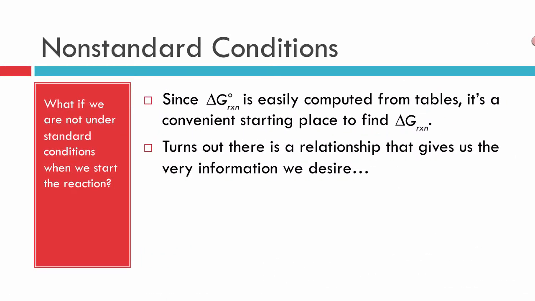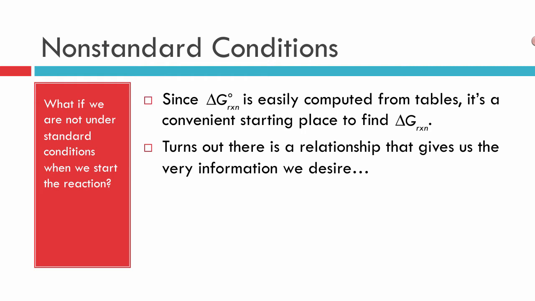All right. Well, what about non-standard conditions? What if we're not sitting there at 1 atmosphere and 1 molar for all these things? Well, since we can already compute the standard Gibbs free energy change for the reaction, wouldn't it be nice if we could use that as a starting place and then just have an adjustment factor that gave us our delta G for the reaction? So this is our regular delta G, just our non-standard delta G. And it turns out there is a relationship just like that.